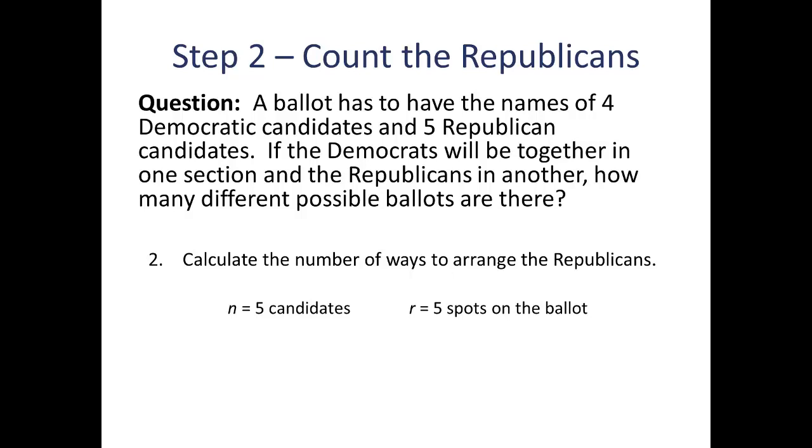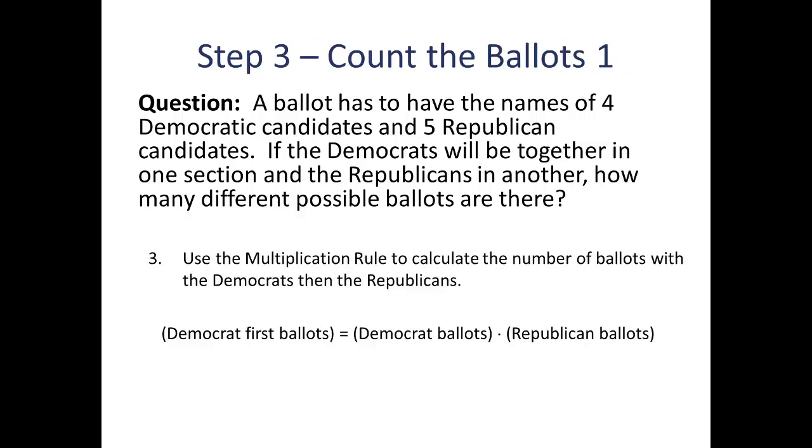This is going to be very similar. Now we have 5 candidates, and we have to arrange all 5 of them on the ballot. Again, this is going to be a permutation because the order matters. So we're going to substitute 5 for n and 5 for r in the permutation formula. That gives us this expression, which simplifies to 5 factorial over 0 factorial, which simplifies to 5 factorial over 1, or 120. Once again, hold on to that number.